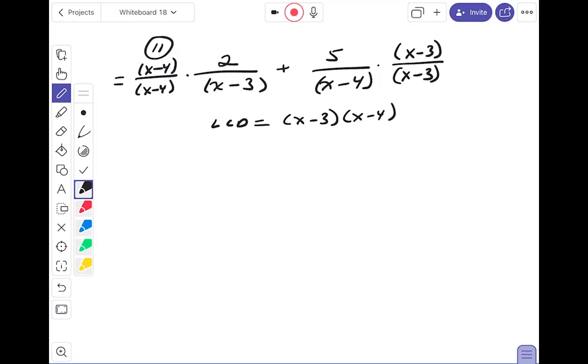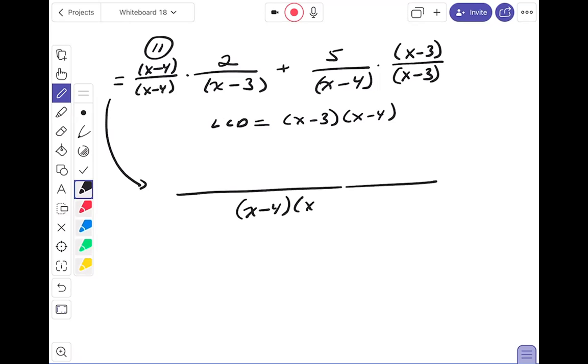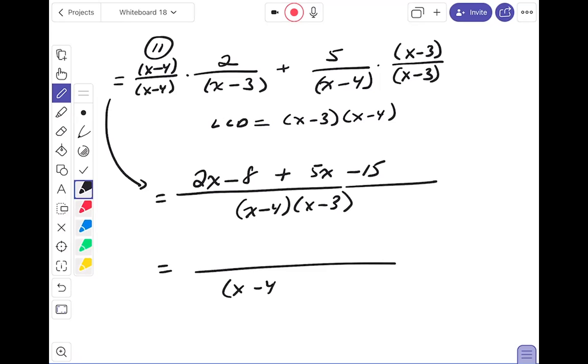Let's go through it. What's this going to be equal? Well, the denominators are identical. The denominators are x minus 4, x minus 3. Let's do the numerator. 2x minus 8 plus, addition is generally much easier than subtraction, 5x minus 15. And keep going. x minus 4, x minus 3.